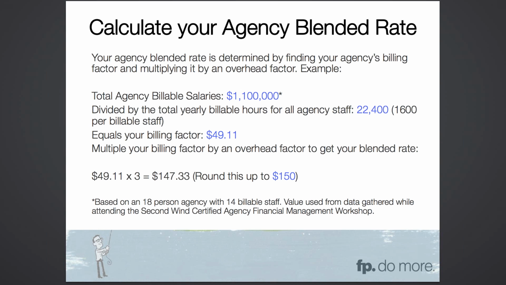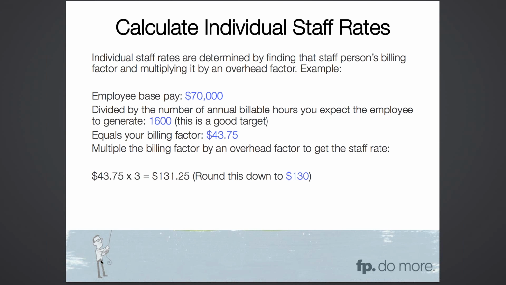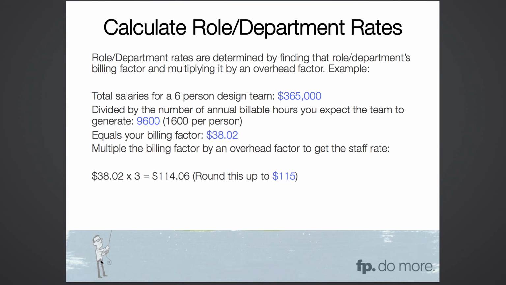Next, we're going to look at an individual staff rate. So let's jump into the next slide here. The individual staff rate is calculated using essentially the same formula. What you're doing is you're taking the employee base pay. Now, it's important to mention that this is the employee base pay. This is not their cost value, including a percentage of overhead. This is how much you pay them, before taxes are deducted.